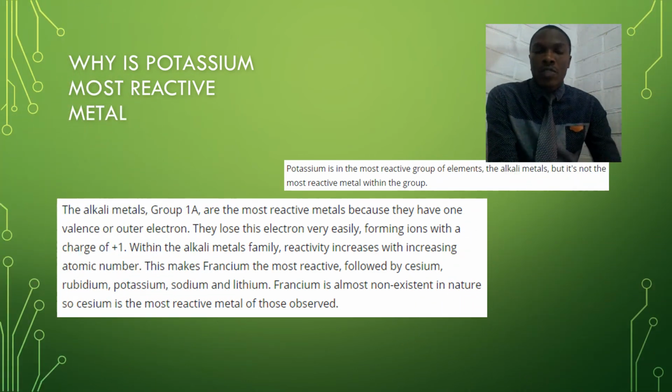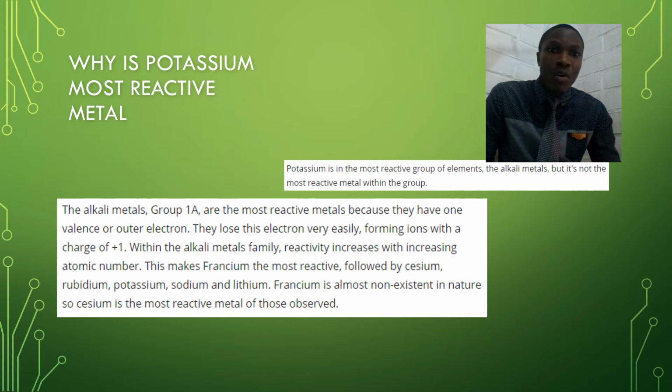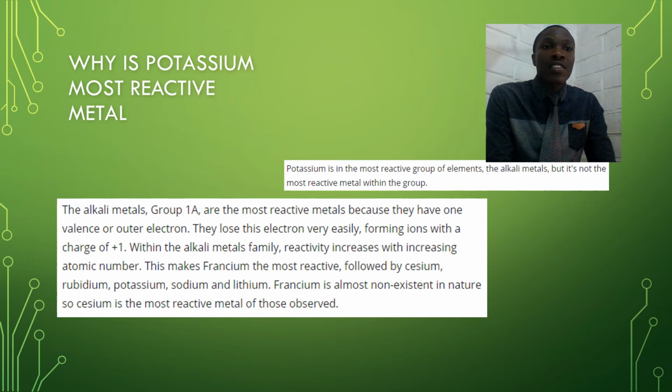So why do we place potassium at the top of the reactivity series of metals? Is it the most reactive metal? I want to tell you that potassium belongs to the most reactive group of elements referred to as the alkali metals. But it's not the most reactive element in the group. There are other metals that are more reactive. As you move down the group, the reactivity of a metal increases. In other words, their size increases and the tendency to attract the outermost electron reduces.